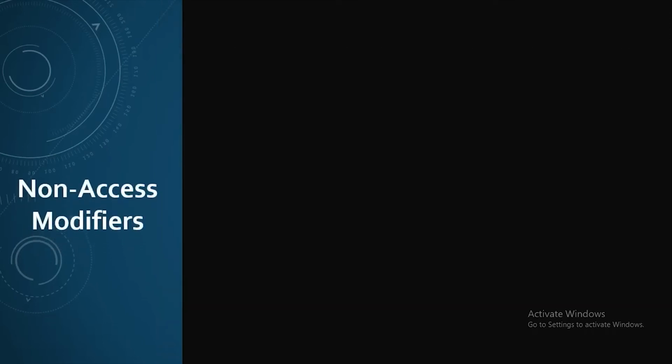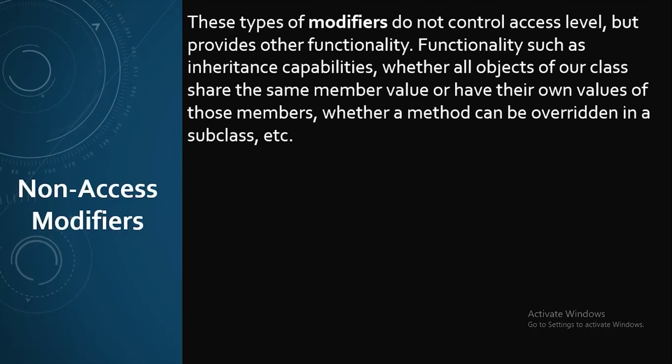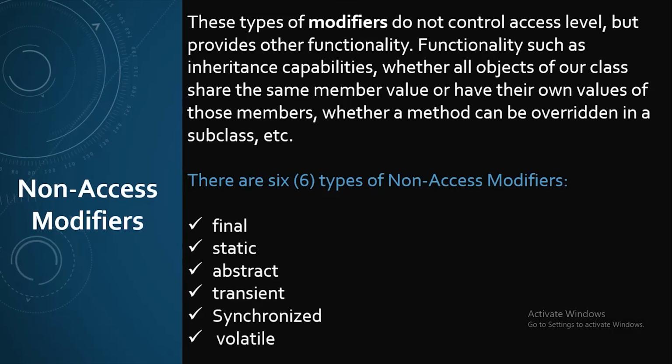Now let's talk about non-access modifiers. So guys, in Java, these types of modifiers do not control the access level like the access modifier does, but they do provide other functionalities. Functionalities such as inheritance capabilities, where all the objects of a class share the same values or they have their own values for those members, where a method can be overridden in a subclass, etc. And there are six types of non-access modifiers available, and these are final, static, abstract, transient, synchronized and volatile.